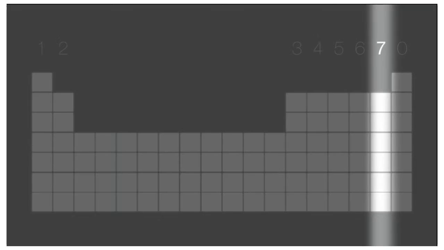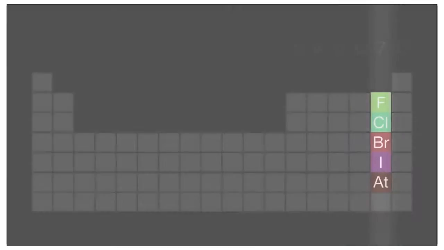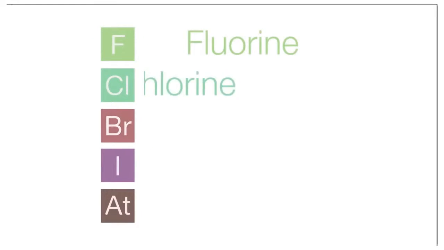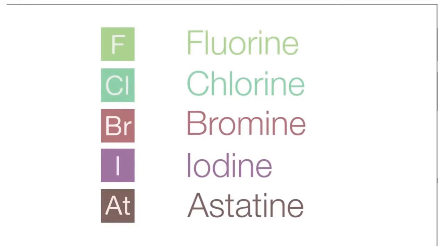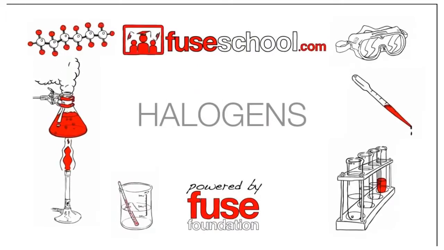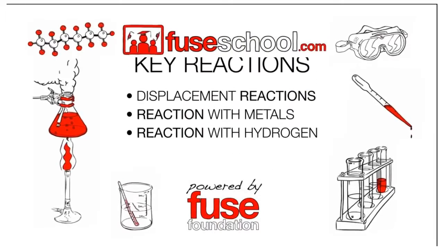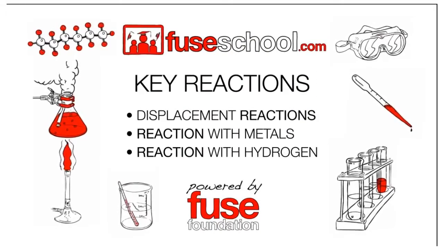The halogens are the elements in group 7 of the periodic table. They are fluorine, chlorine, bromine, iodine, and astatine. In this lesson, we will learn about the halogens and their key reactions, the displacement reactions, reaction with metals, and reaction with hydrogen.